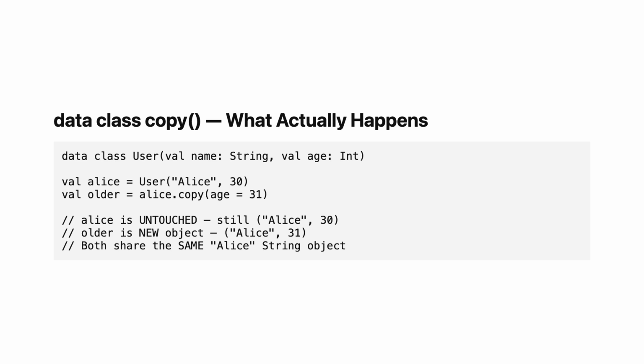This is sometimes called a shallow copy. The references are copied, not the objects they point to. And because the properties are val, this is safe. The shared string cannot change.